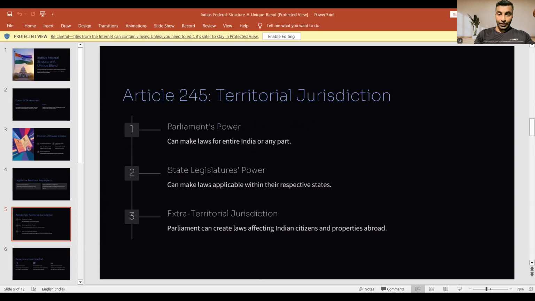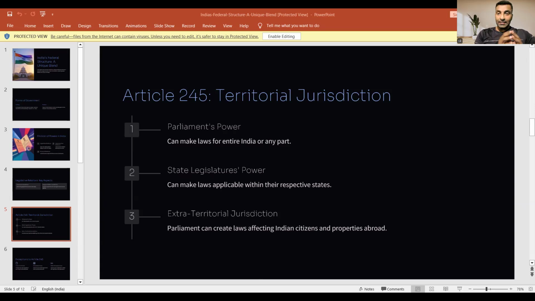Extraterritorial jurisdiction of Parliament. That's a unique feature under Article 245. This means that Parliament can create laws that apply not only within India, but also to Indian citizens and properties located outside India. I repeat, not only within India, it can connect to Indian citizens who are even outside, and connected to their property also.